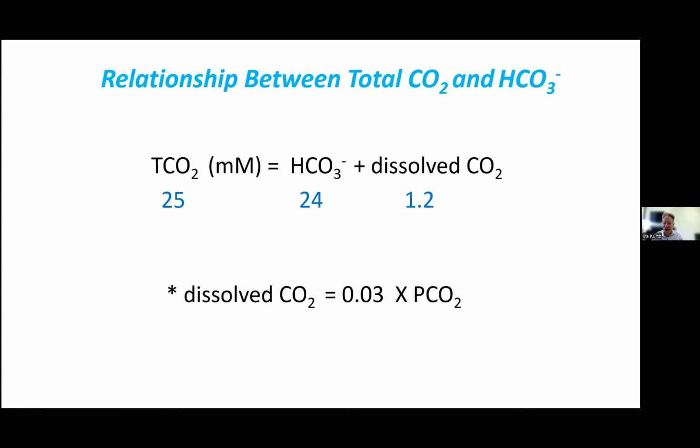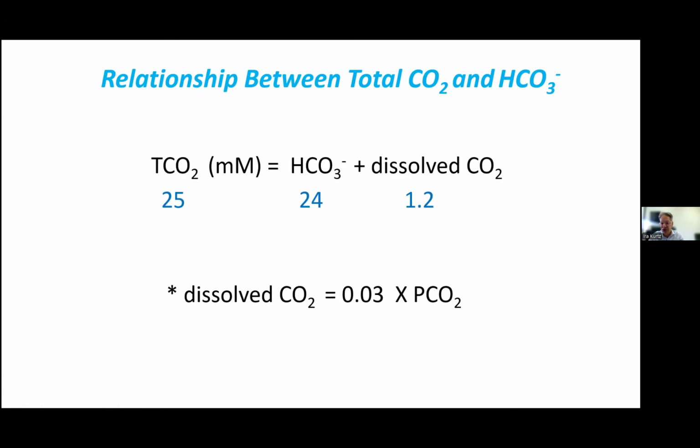So just to simplify things again, we can ignore the carbonate and the carbonic acid concentration. The total CO2 from the metabolic panel is bicarbonate plus the dissolved CO2, and the dissolved CO2 is calculated by taking your PCO2, so let's say it's 40, times 0.03, which is called the solubility coefficient of carbon dioxide.